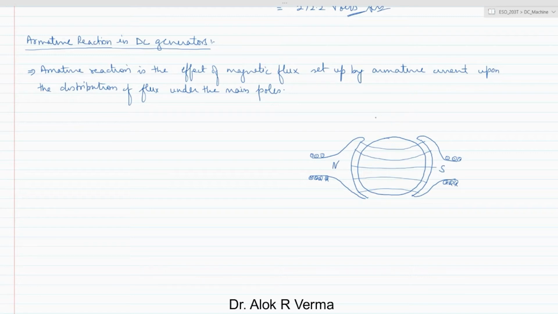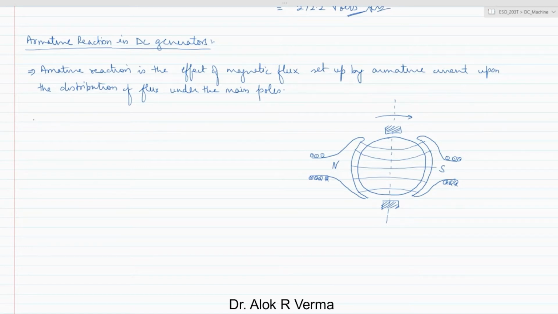And the machine is rotating this way. Suppose one brush is here and this is another brush. And there is an axis. So in this axis, this is the geometrical axis, right? We call it the geometrically neutral axis and the magnetic neutral axis.